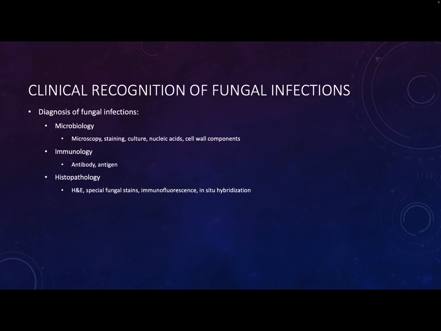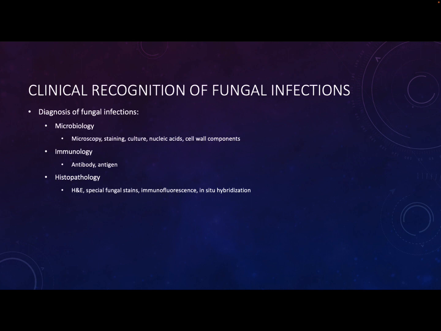You might have to alter your growth media. Fungi do a little bit better with a more acidic, higher sugar content. And you usually would culture them at 30. Even though the body is 37, they grow better in the lab at about 30. You can do nucleic acid testing, right? They have DNA. And you can look for their cell wall components.